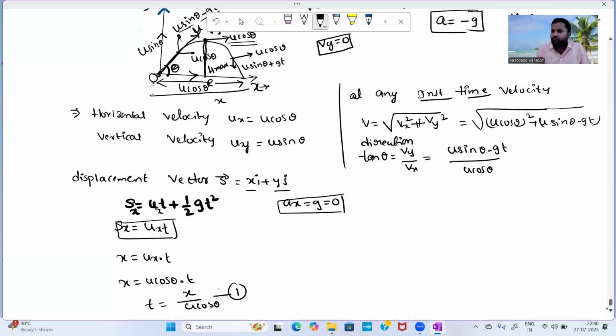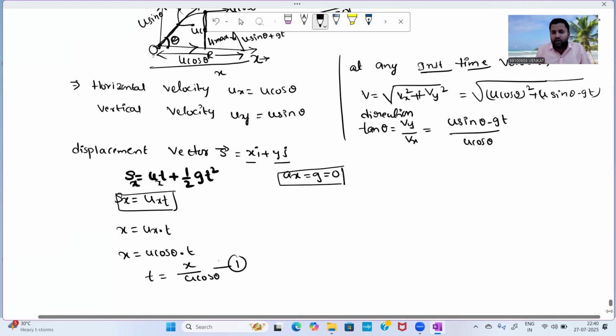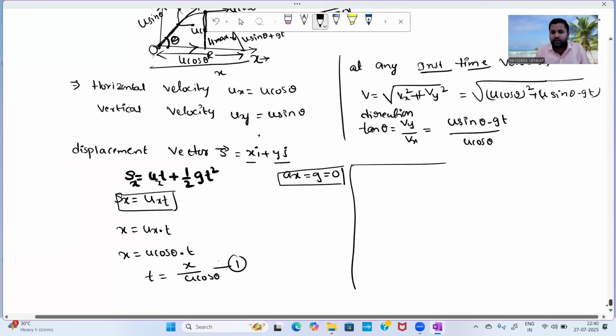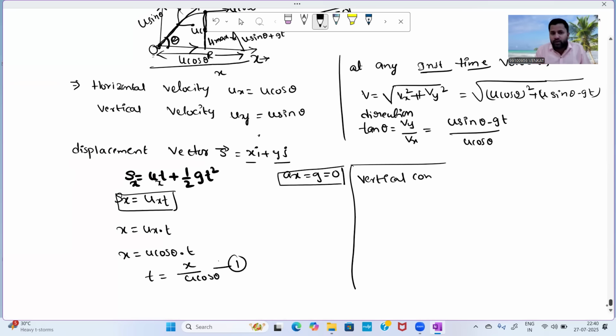This is equation number 1. So we got the horizontal component. Then the vertical component: how can we find it? We need to find the vertical component. The vertical component u_y equals u sin theta.